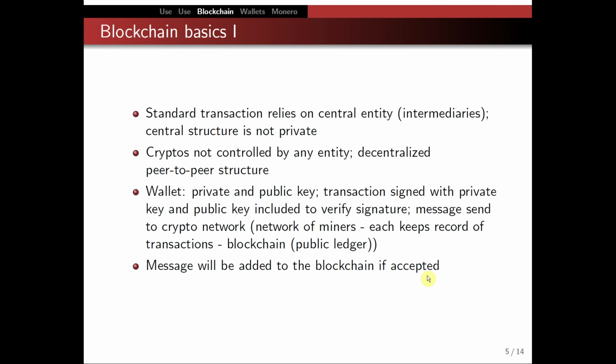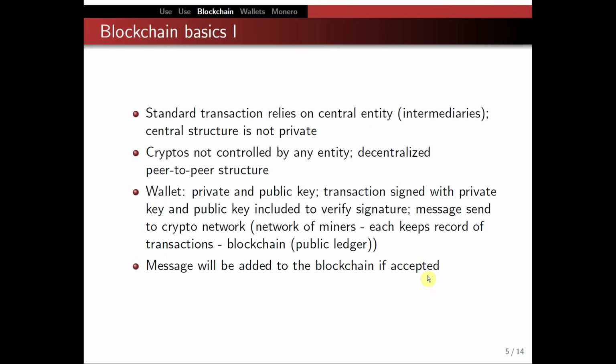Now, cryptos are different. They are not centralized, they are decentralized. It's a so-called peer-to-peer structure. So that's a very different idea about verification. In general, you have a so-called private and public key. So when you conduct a transaction, you sign with your own private key, and also a public key is included, which is used to verify the signature.